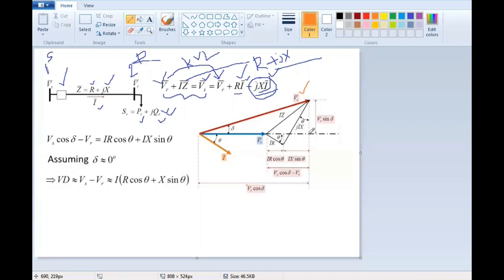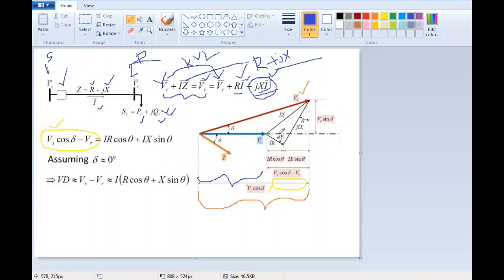Now, in between these two, whatever we have is the voltage drop, sending end voltage minus receiving end voltage. So Vs cos delta minus Vr. So it gives the voltage drop.